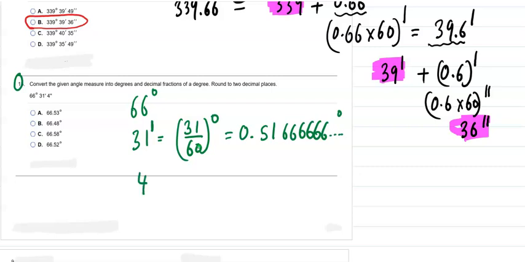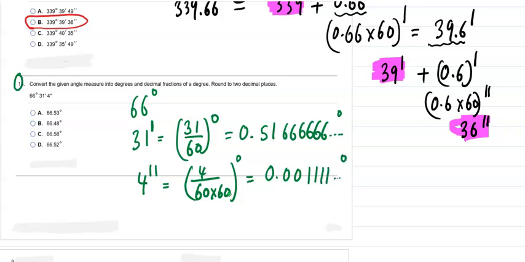Now I have to change 4 seconds to degrees. First you change to minutes by dividing by 60, and then again you divide by 60. So pretty much you divide by 3600 to change seconds to degrees. So 4 over 60 times 60 gives you 0.0011111 degrees. So you have 66 degrees, this much degrees, and this much degrees.